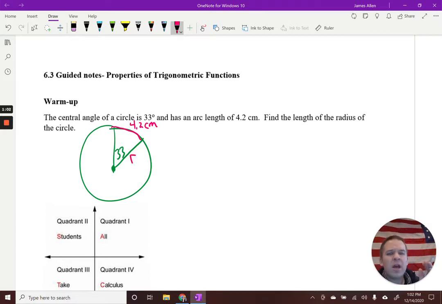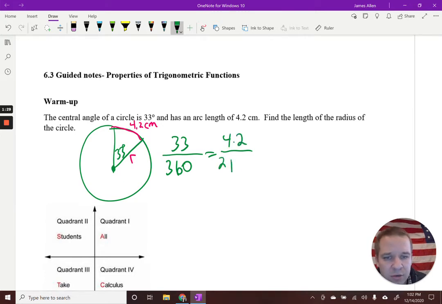So I'm looking for, basically, I know this portion of the circumference, right? And I know the central angle. I should have put some degree marking on there. But I don't know what the radius is. So let's see here. I know that we have 33 out of the full 360 degrees of the circle, right? And I have a portion of the circumference out of the entire circumference, which is 2 pi r.